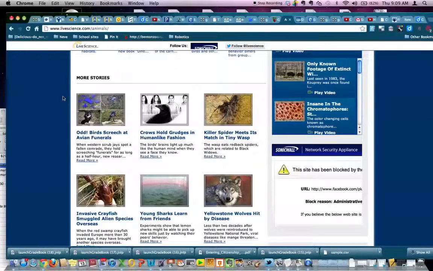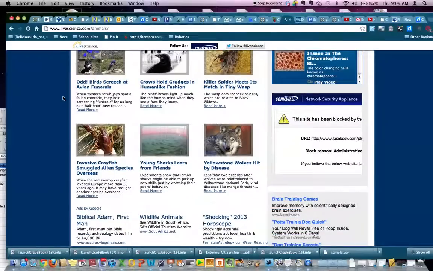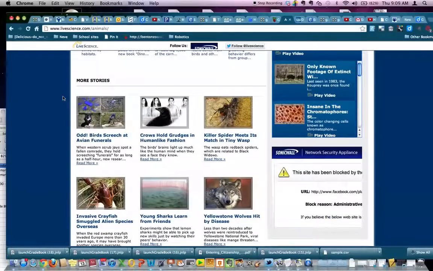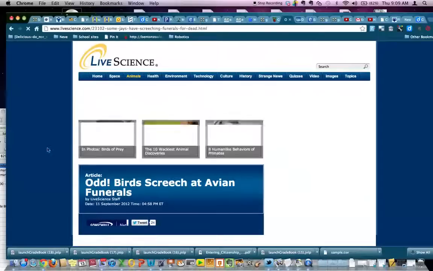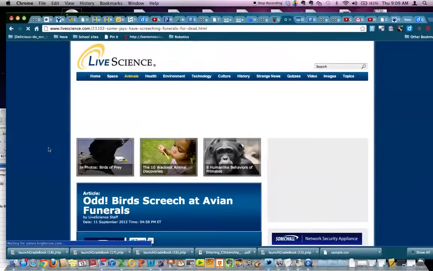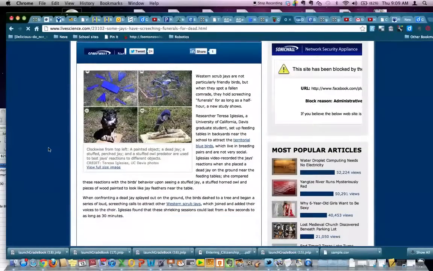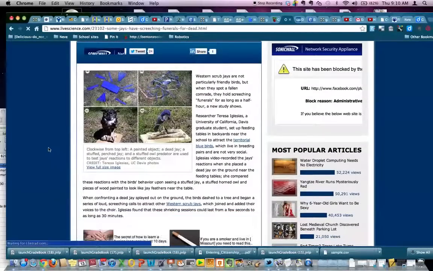Also remember that it's very easy to work with invertebrates for science investigations, so something like a cricket or an ant or like a roly-poly. Those are easy to work with. So looking around here, okay, let's see what this one's about. So birds screech at avian funerals. And so really, I probably won't get to work with birds, but I might start thinking, okay, well, if birds are going to spot a fallen comrade and hold a screeching funeral, do other species do that?